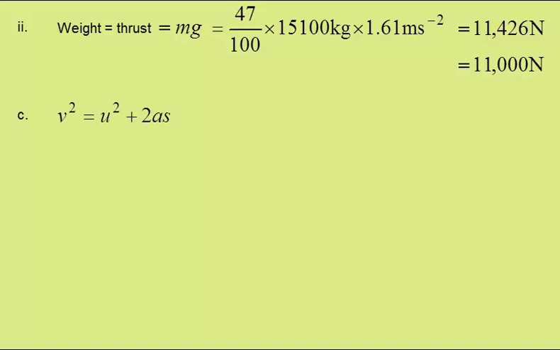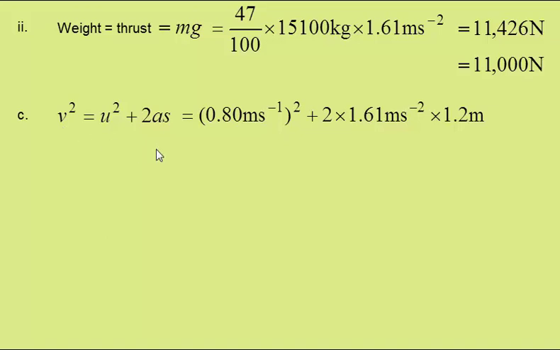Well, for this we can use v squared equals u squared plus 2as, where u is the initial speed of 0.8 meters per second downwards. The acceleration is still 1.61 meters per second squared, and we have a distance to travel of 1.2 meters. That comes out at 4.504 meters squared per second to the minus 2. Square rooting gives v at 2.1 meters per second.